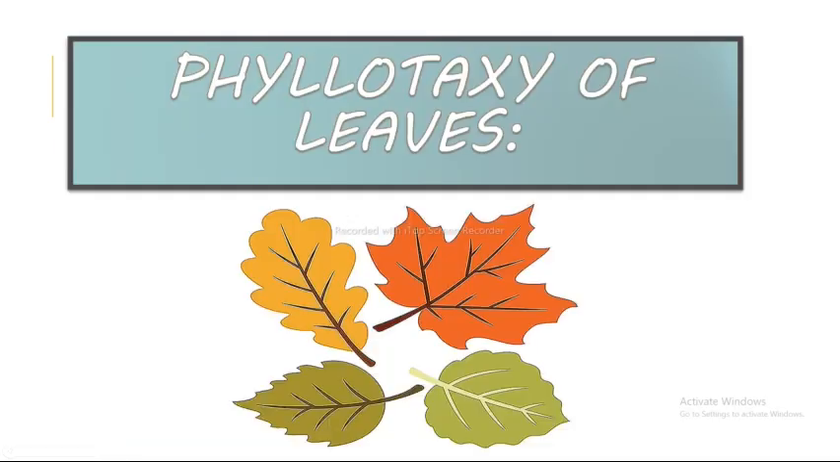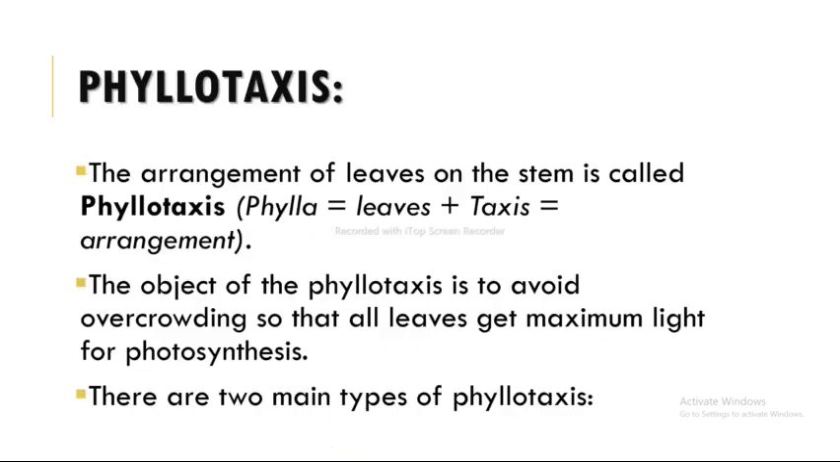So next I am going to discuss the most important topic, which is known as the phyllotaxy of leaves. So first of all, I am going to discuss what is meant by phyllotaxis. The arrangement of leaves on stem is known as the phyllotaxis. Phylla means leaves and taxis means their arrangement. The object of the phyllotaxis is to avoid overcrowding so that all the leaves get the maximum light for photosynthesis.